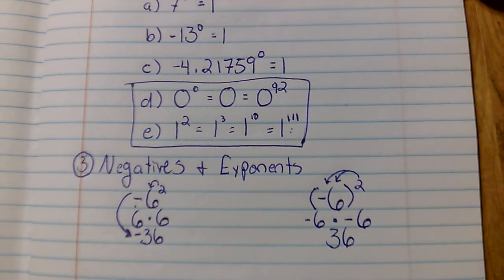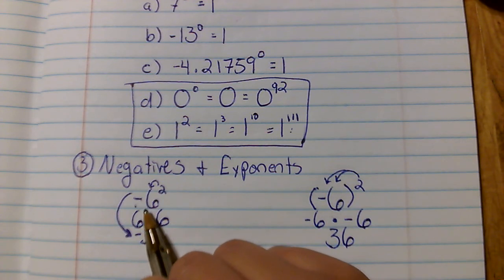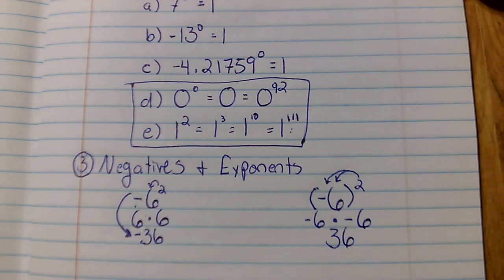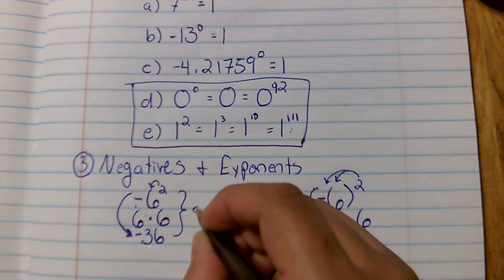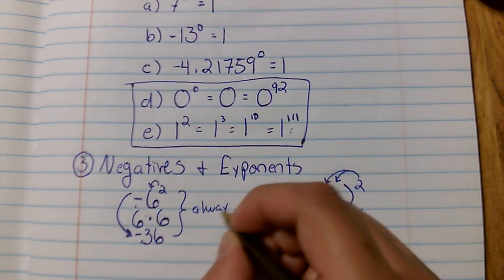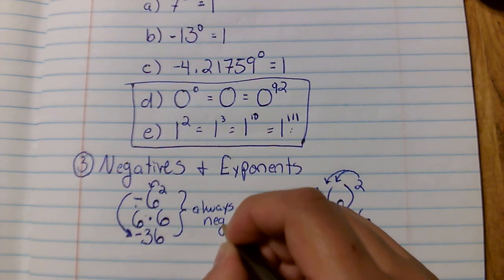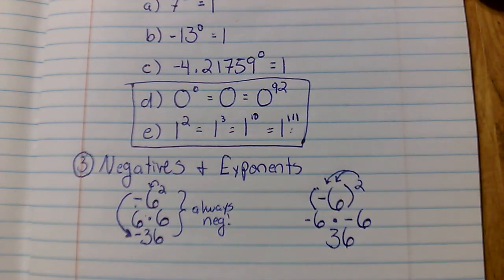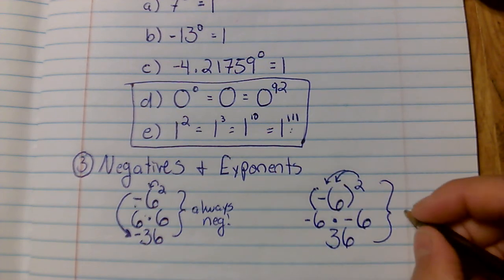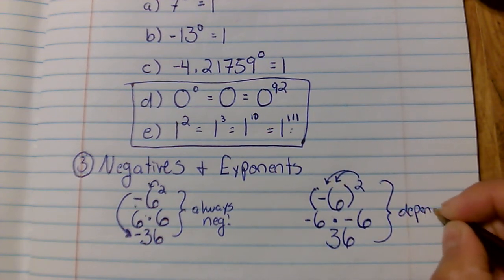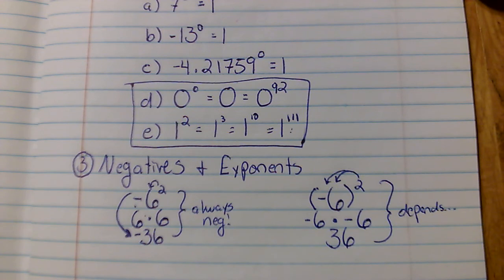Okay? If you see it with no parentheses, these guys are always negative. So let me put that here. Always negative. For these, if you see the parentheses, it depends. What do I mean by it depends? Well, let me do another example and I'll show you what I mean.